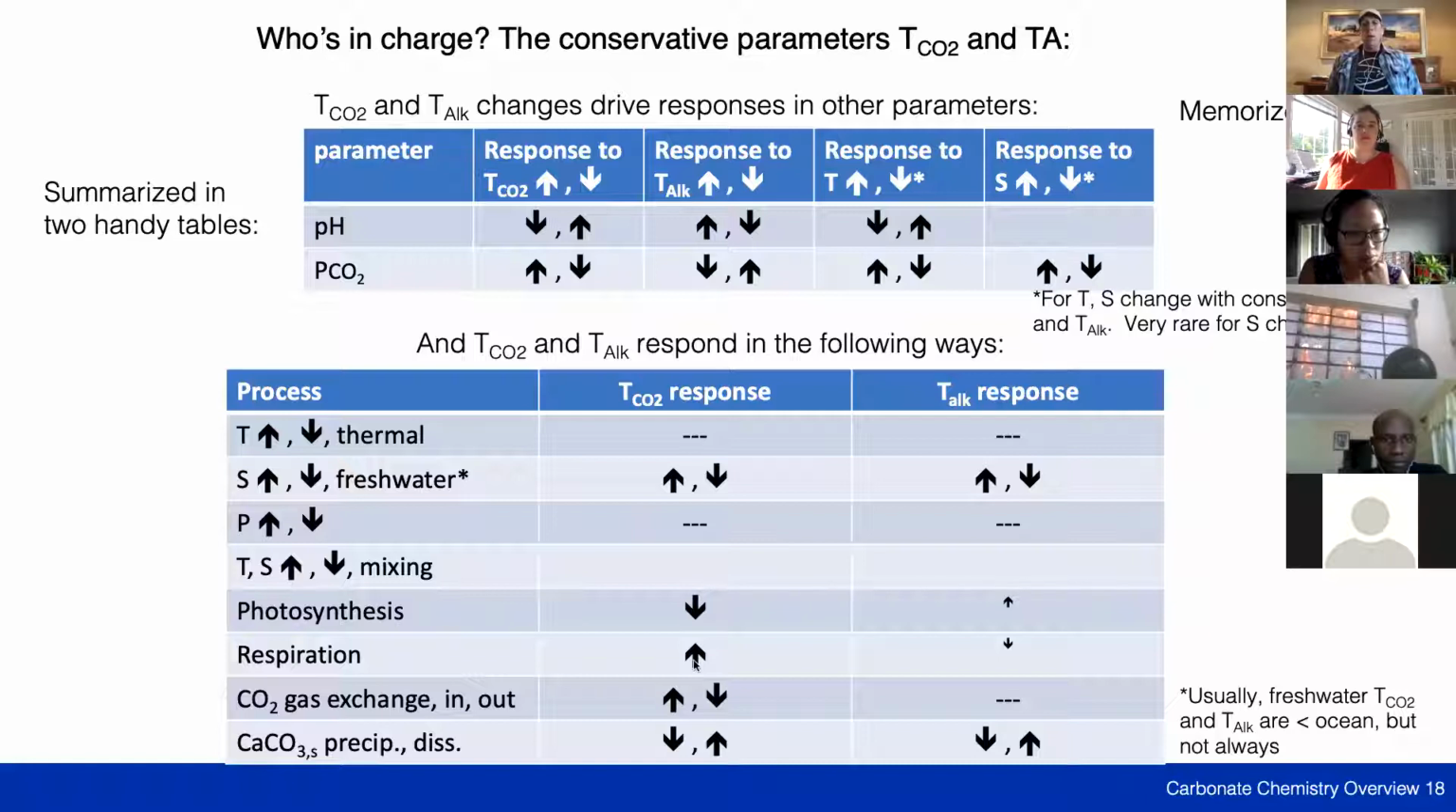Calcium carbonate processes impact total CO2 strongly. Precipitation drives total CO2 down. Dissolution drives total CO2 up. Alkalinity has an even stronger response to calcium carbonate precipitation and dissolution because for every one of those carbonate ions that is taken up or released, there's a doubling effect on alkalinity.